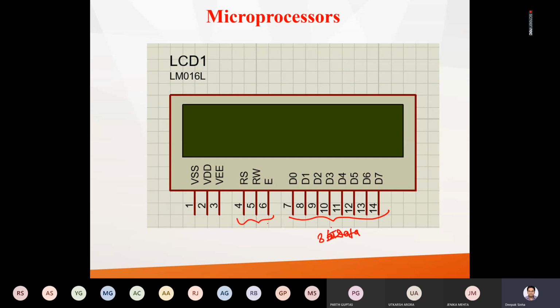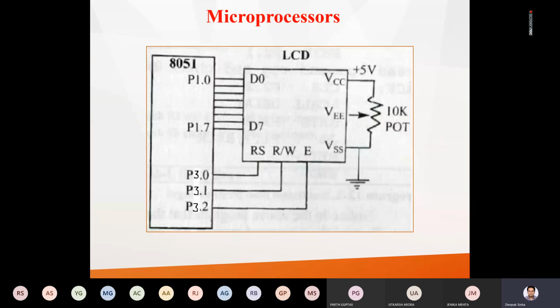These are the two control pins, and these are the two supply and contrast control. Okay, supply and contrast control. So you have to understand what these pins are basically doing. I'll tell you one by one.